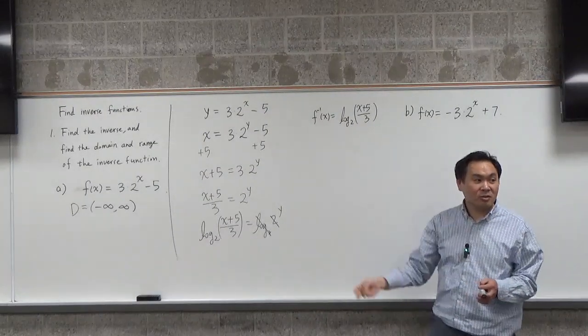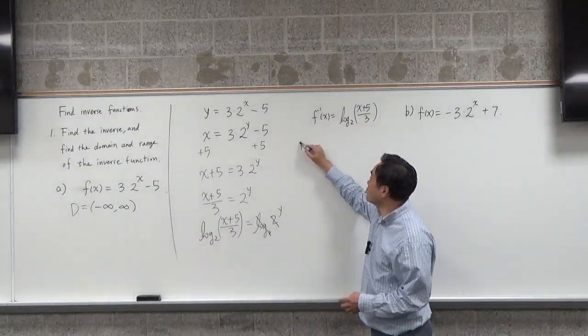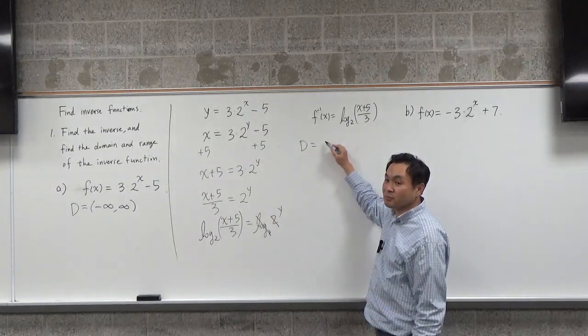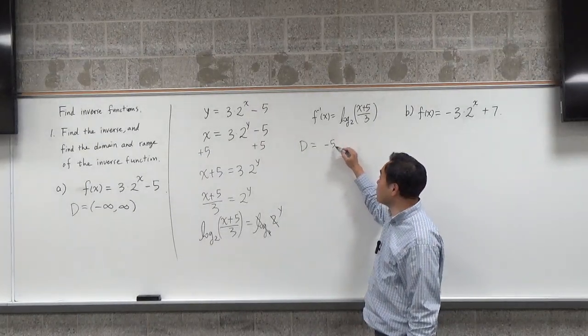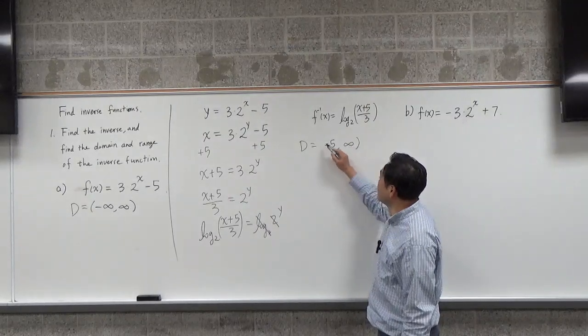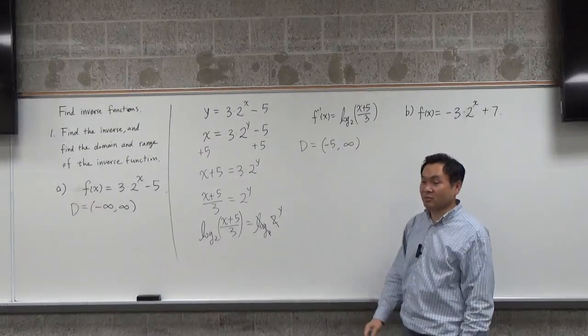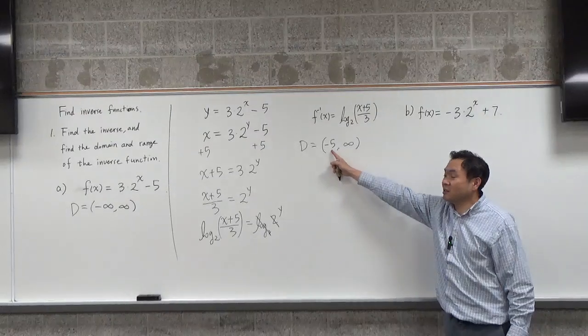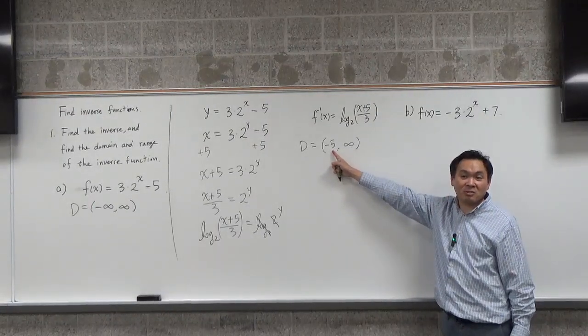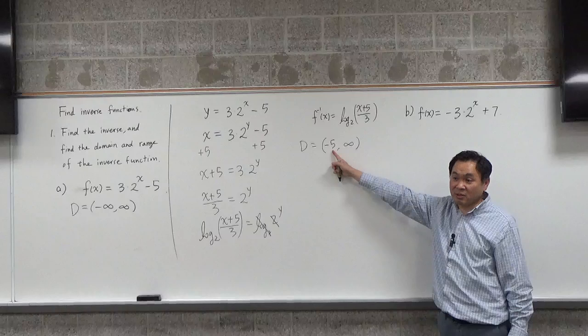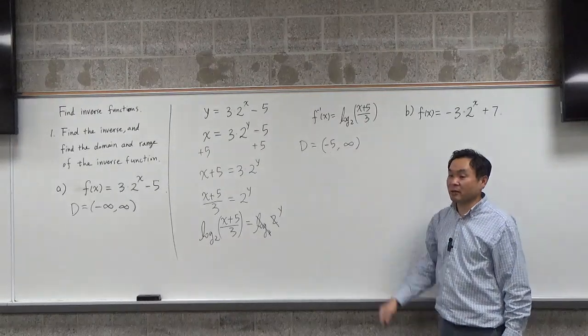All right. So what's the domain then? Domain is from -5 to infinity, not including -5 itself. So that just means it's not including -5, but you just need it to be just slightly bigger than -5. That's what it means. Okay, so that's your domain.